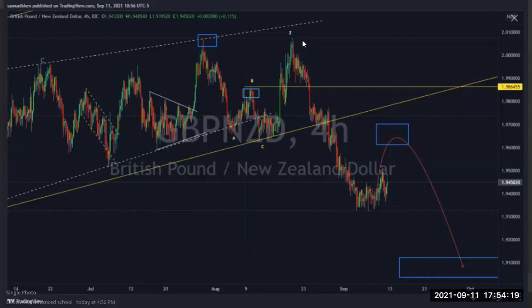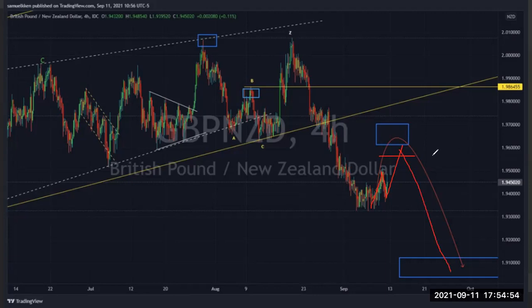Okay, 4 hours. Though I didn't label this, you can see this is 1, 2, 3, 4, 5. So anyway, it's a 5 waves move, though not a clear 5 waves. So what we expect now is 1, A, B, C. So it will go to this level or below it, then a drop will happen.